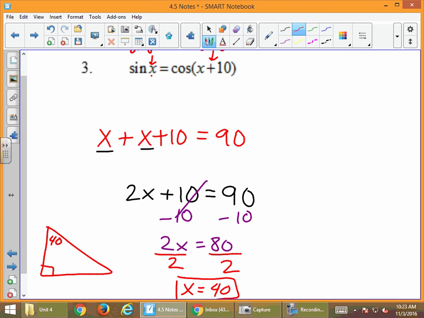What does the other angle have to be? Remember what it has to equal. What do they add to? It has to be 50. Yeah.